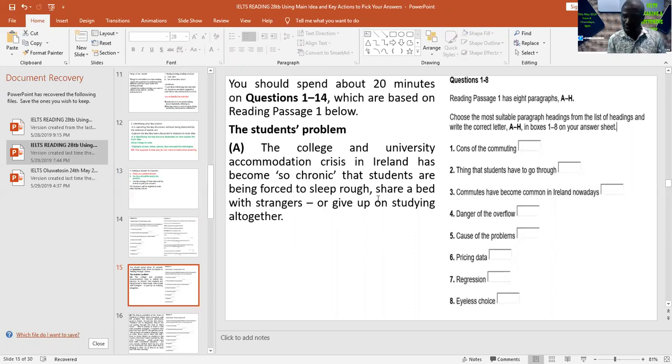Students are being forced to sleep rough. It's just telling you about everything that students do in response. Share bed with stranger, or give up on studying altogether. So what happened to students? Those are the things being said in those 3 actions that happen. It's all about student response, or what students pass through, and it is question 2 that properly captures that.